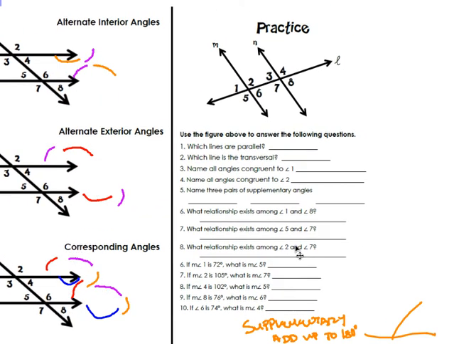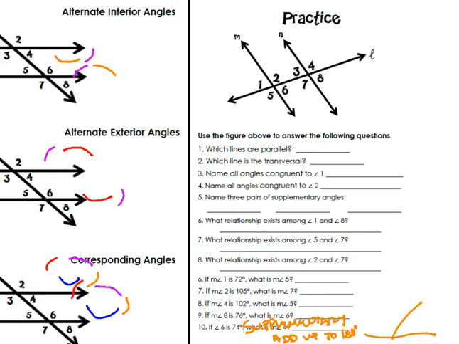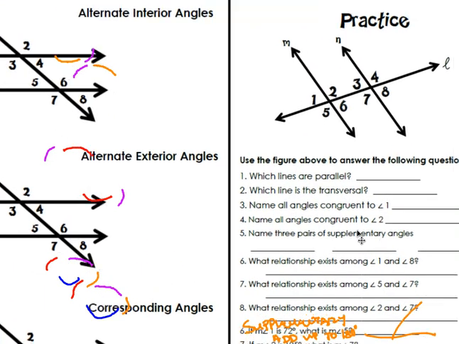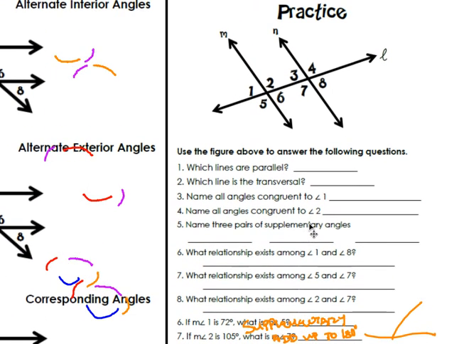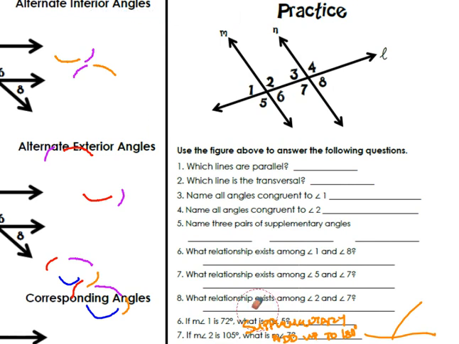All right. So what I'm going to do is I'm going to make this just a little bit bigger for you guys so that I can write down. Okay. There we go. And then I can move stuff around later. So here we go. Which lines are parallel? M and N are parallel. Okay. Which line is a transversal? L.